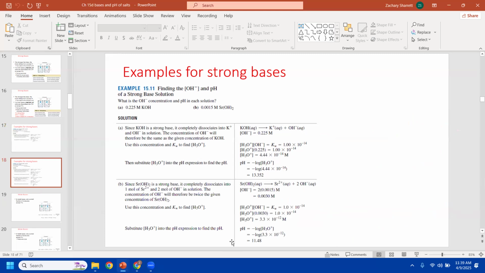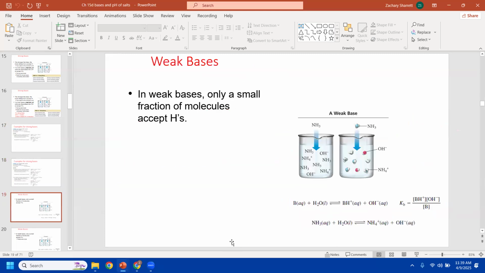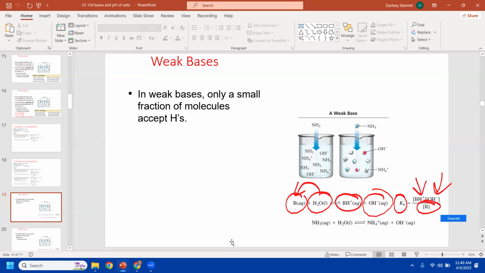So that's strong bases. With weak bases, we're not going to have time to do this whole problem. I'm just going to show you it today. You can work on it on your own. For a weak base, a base reacts with water. Water donates a proton, so you get BH+ and OH-. So the Kb expression is BH+ times OH- over the base's equilibrium concentration.